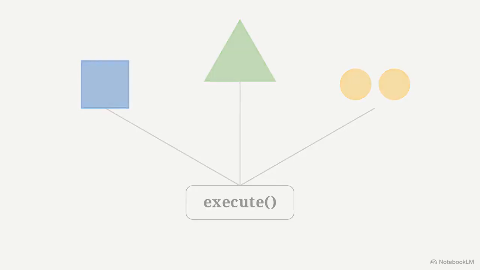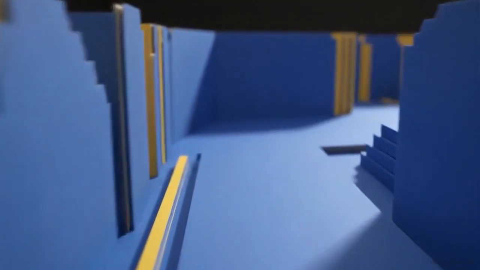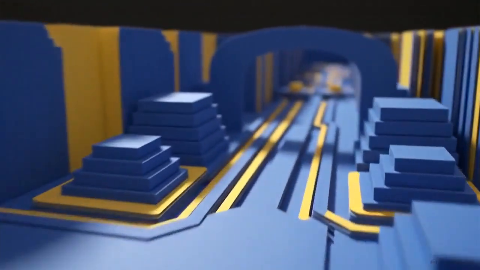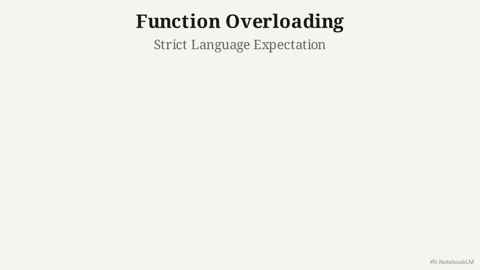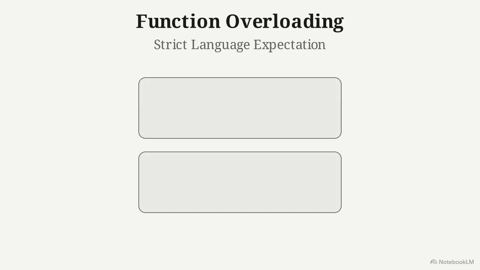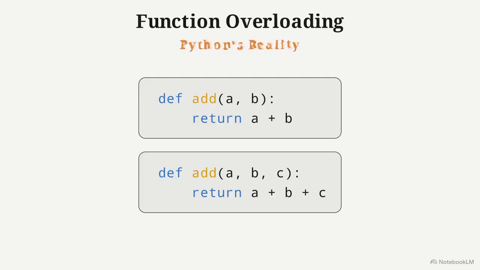To see how this actually works, we need to step inside a computer's brain and look at how different languages handle multiple commands. Some strict programming languages use a feature called function overloading. This means you can create two commands with the exact same name. You might have one rule to add two numbers and another to add three.